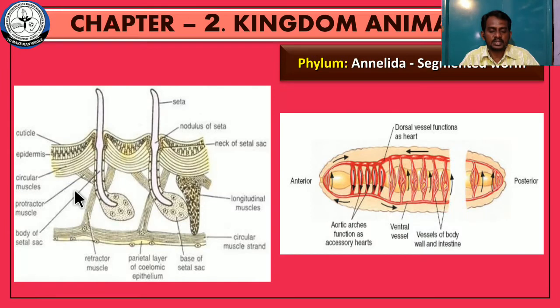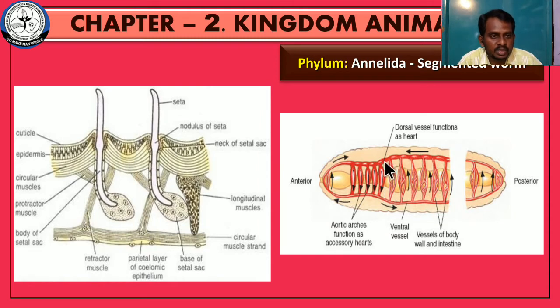Okay. This is a picture of circular and longitudinal muscles. This is the longitudinal muscle and this is the circular muscle. Both muscles help in movement of the body setae. In earthworm, the body setae are a very good locomotory structure. And this is a structure of a circulatory system.